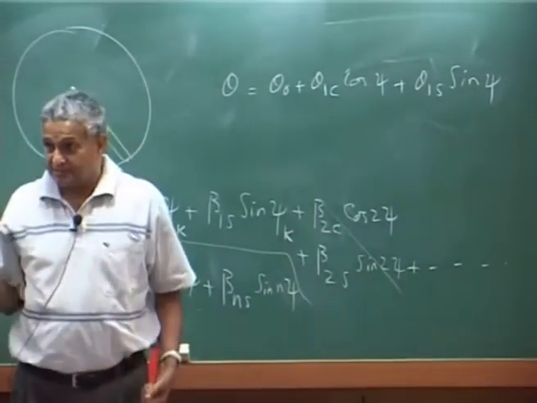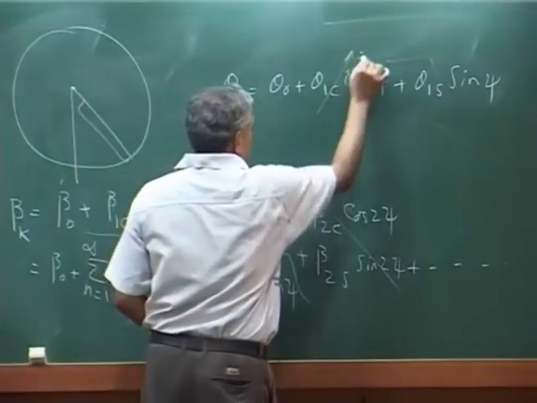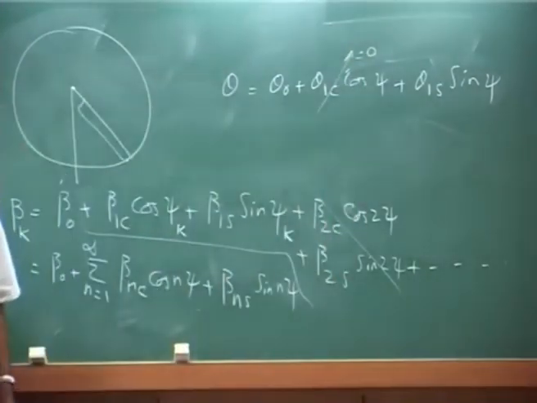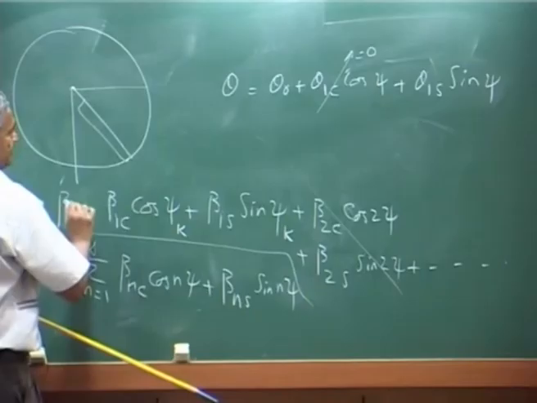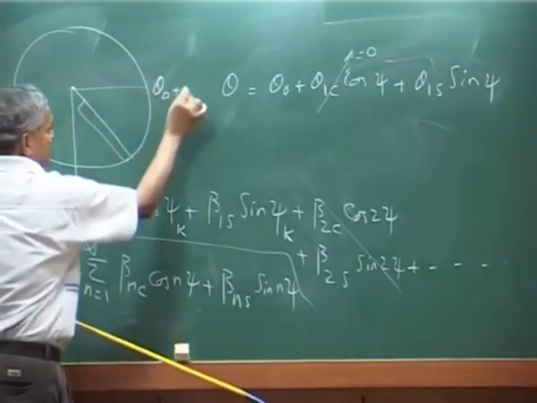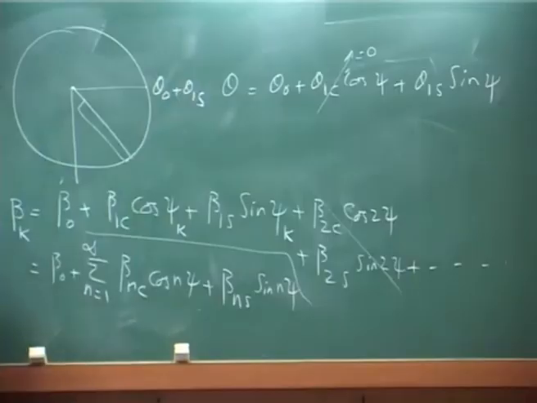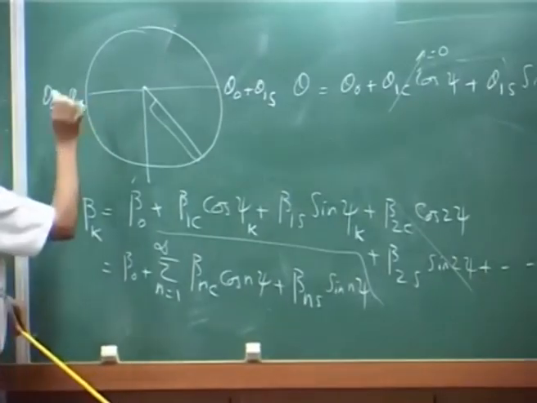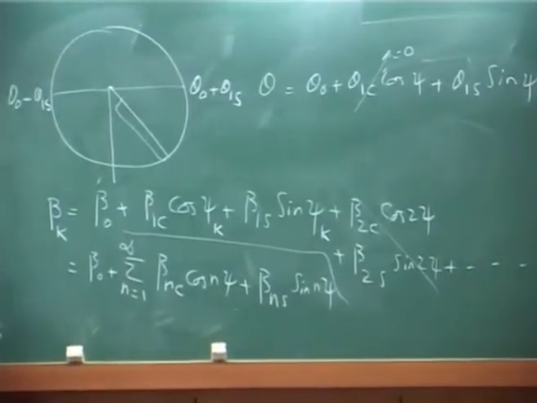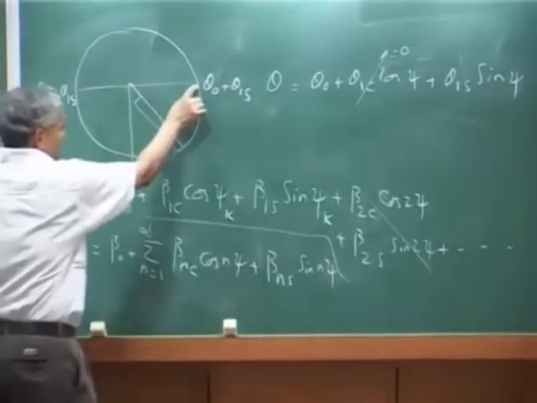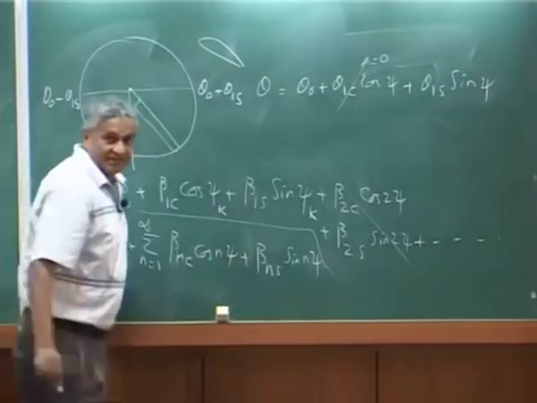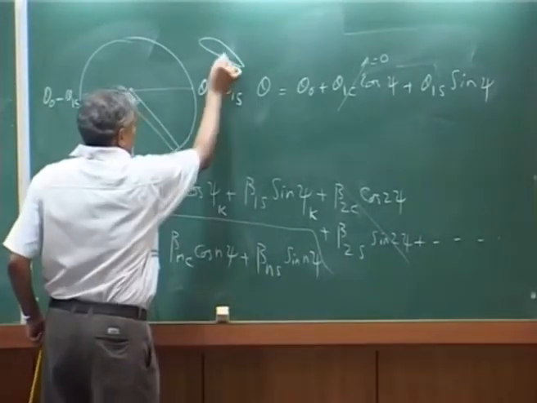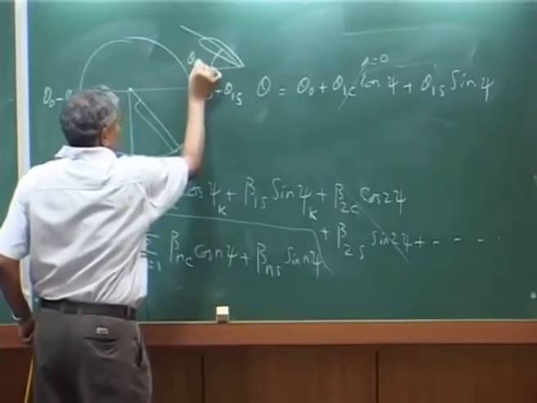This is what the pitch angle. Let us say this is 0, just for simplicity. When it is 90 degrees, the angle is theta naught plus theta 1s. When it is here, it is theta naught, right? That means the same airfoil, if you look here, it will have a large pitch angle, which is plus theta 1s.